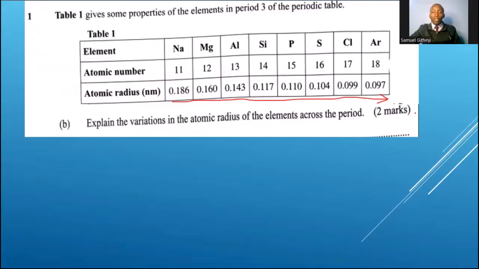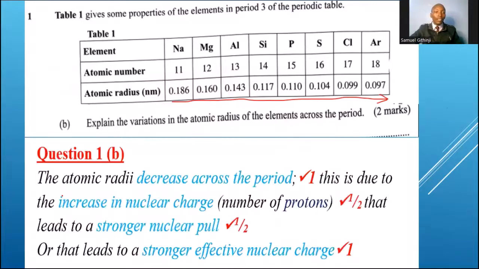So my student, even before you explain, stating the trend is a free mark. How was the student to score in this question? First of all, just state that the atomic radii decrease across the period, as you can see the trend. So that was a free mark there.